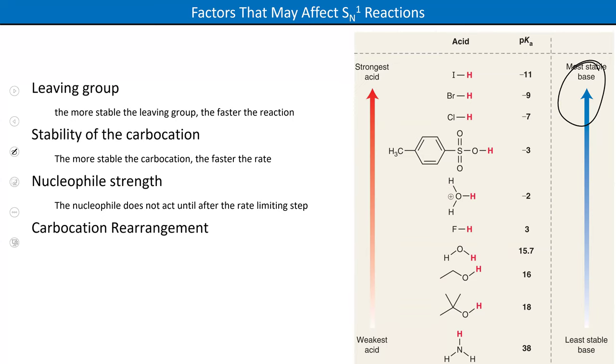For SN2, nucleophile strength mattered a lot, right? Because it had to be able to push the leaving group out the door. Here, the nucleophile strength doesn't matter too much, but the solvent matters a lot more, right?